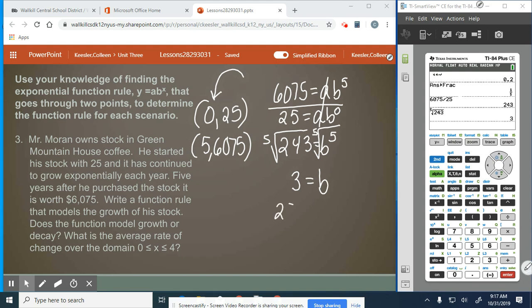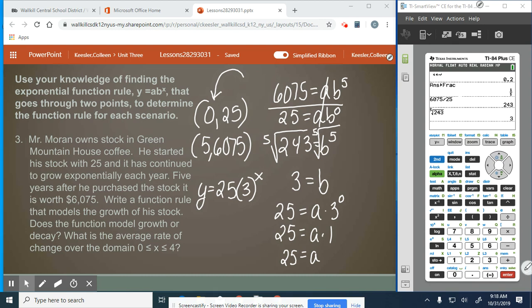If we do 25 equals A times 3 to the 0, that's 25 equals A times... oh my goodness, I messed that up. Anything raised to the 0 power is 1. Divide by 1, and we get A equals 25. So our equation is y equals 25 times 3 to the x.